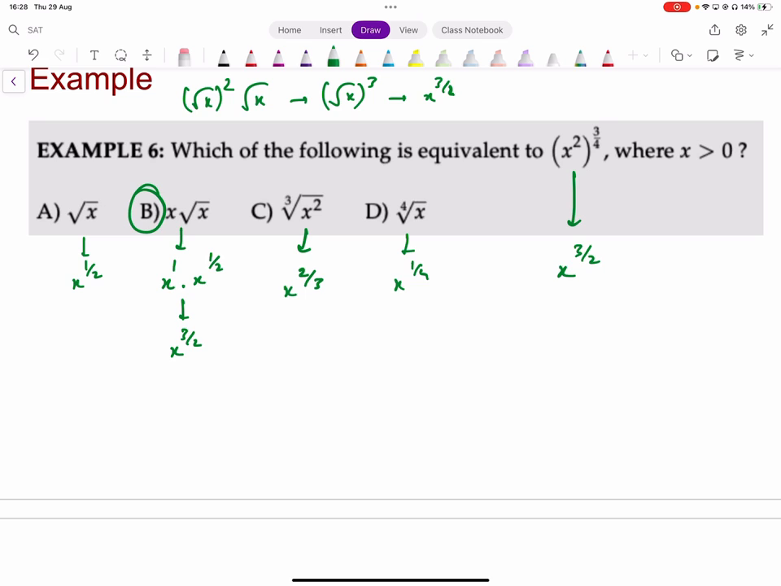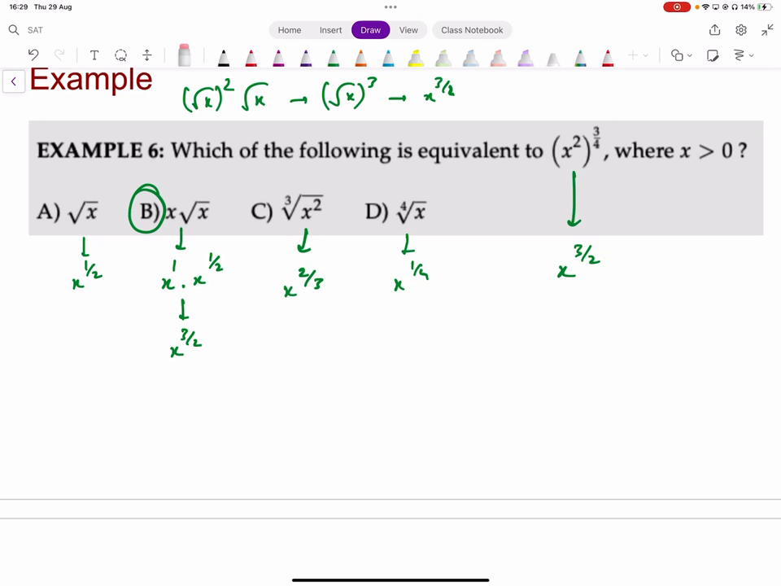Does this make sense? No? Where are you stuck? Okay, so just a strategy that you should know as well. If you can't figure out what the correct answer is, start eliminating the wrong answers. You want x power 3 over 2. The other three are very simple to figure out, right? This is power 1 over 2, that's not correct. This is power 2 over 3, that's not correct. This is power 1 over 4, that's also not correct. That leaves you with only one choice, right?